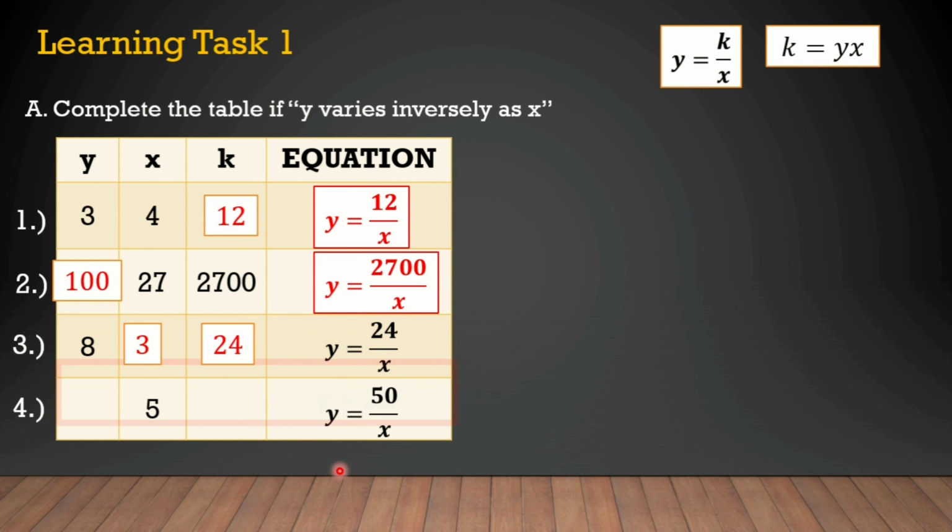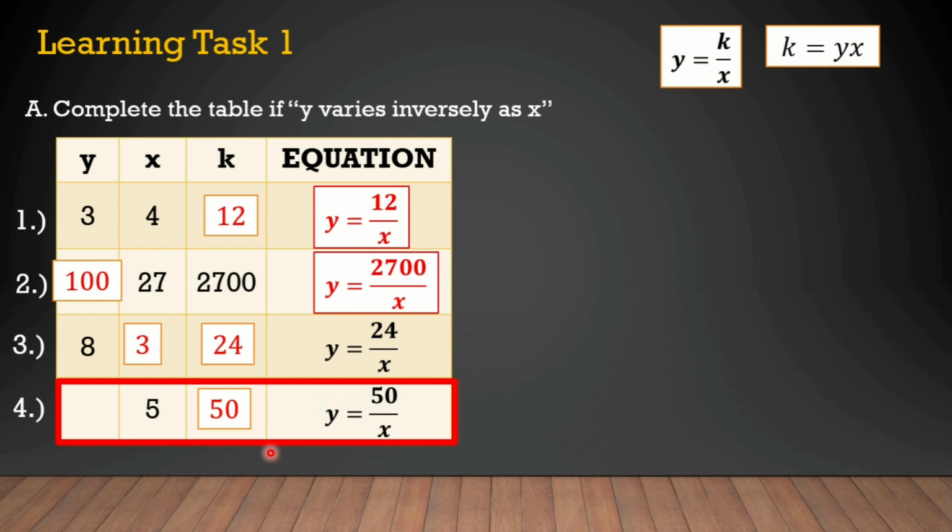Then, for number 4, we have x is 5, then the equation is y is equals to 50 over x. Hanapin naman natin yung y at saka yung k. So, tingnan natin yung equation. Nandito na po yung constant of variation which is 50. So, ipa-plug in lang natin siya dyan. So, you can use any of these two formula again. So, I will use k is equals to xy. So, isa-substitute ko lang. Ang k is 50.